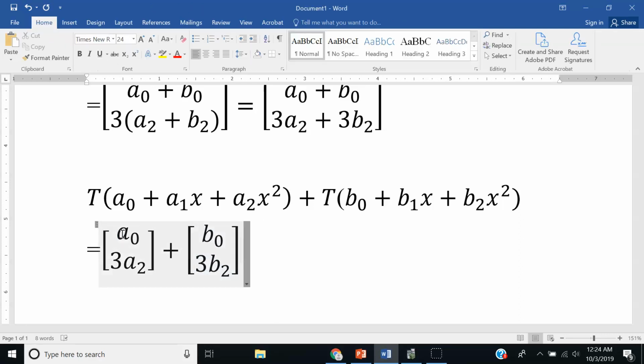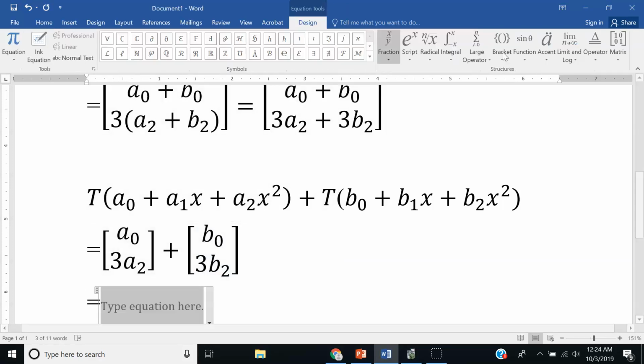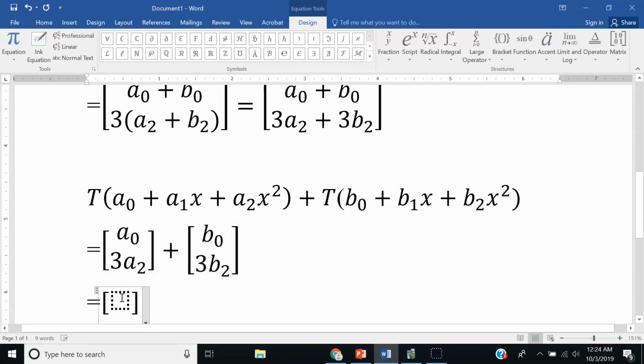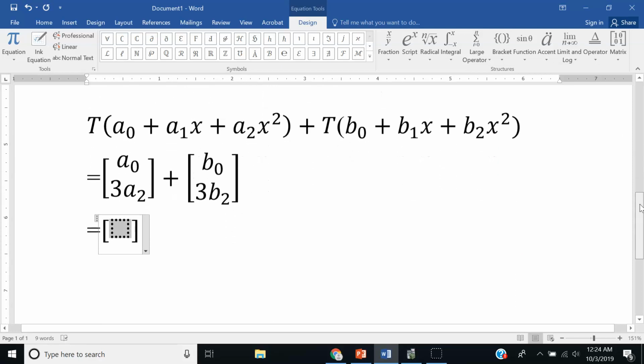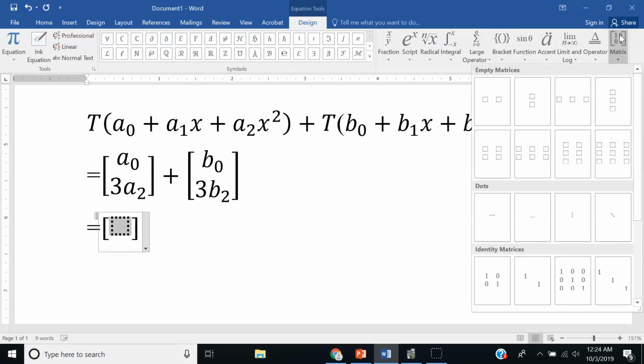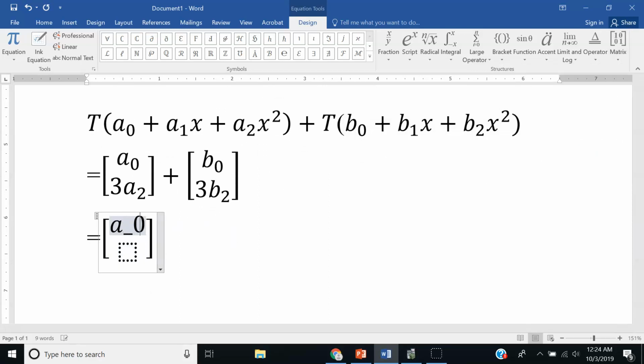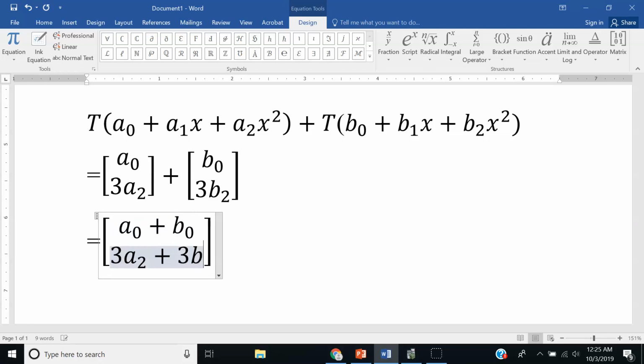And it's pretty clear to see that we are, in fact, going to get the exact same vector that we got earlier. We're going to end up with A0 plus B0 in the first entry. And the second entry is going to be 3A2 plus 3B2.